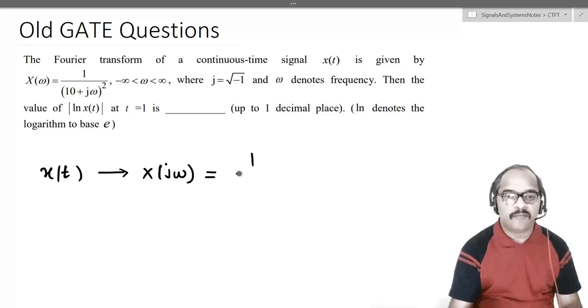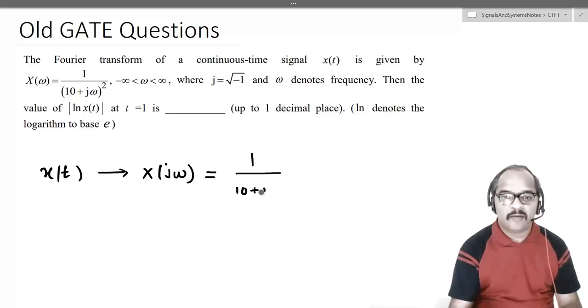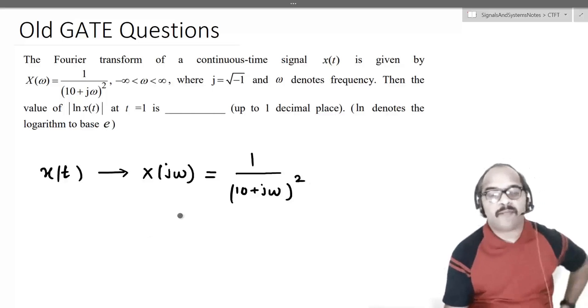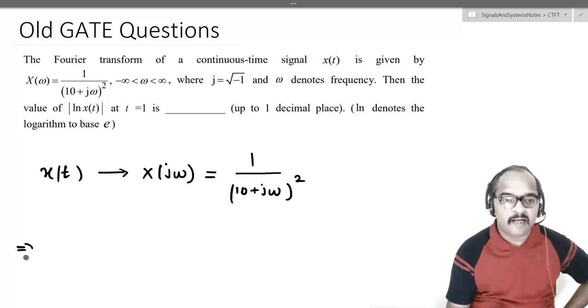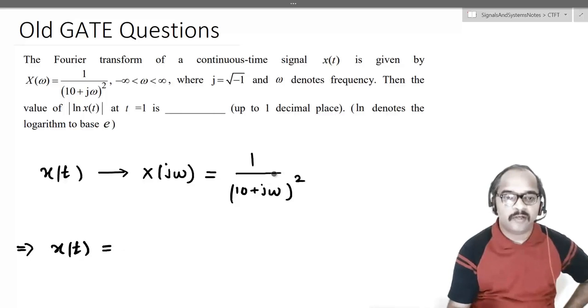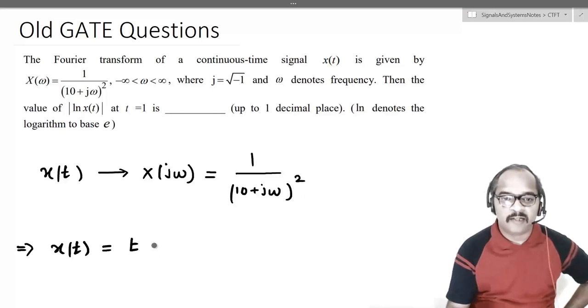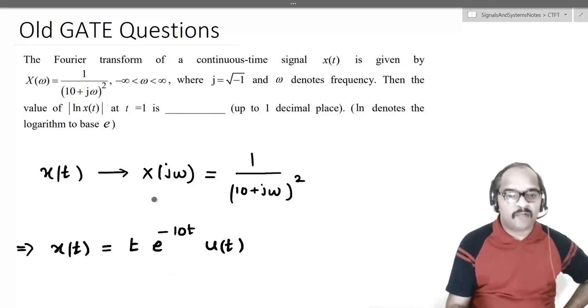So let us write down: x of t is a signal which has x of j omega as the Fourier transform, and that is given by 1 by (10 plus j omega) whole square. Which signal will have 1 by (10 plus j omega) whole square? You remember this looks like 1 by (a plus j omega) whole square, so the corresponding signal would be t e power minus a t u of t.